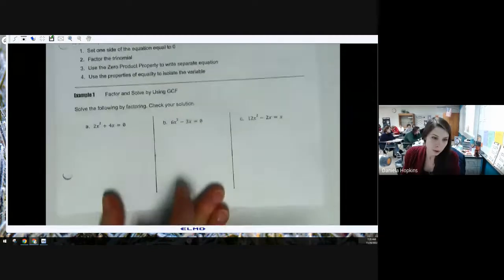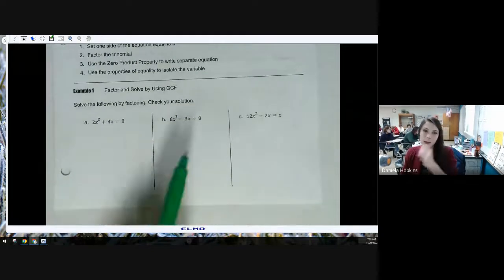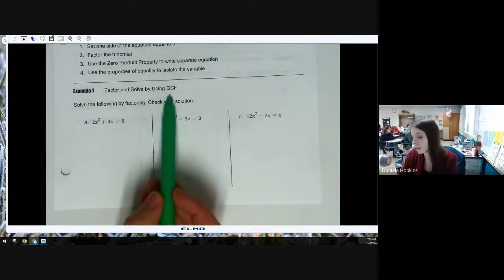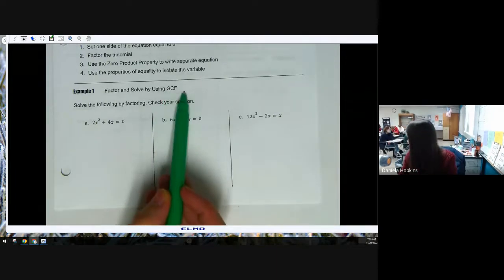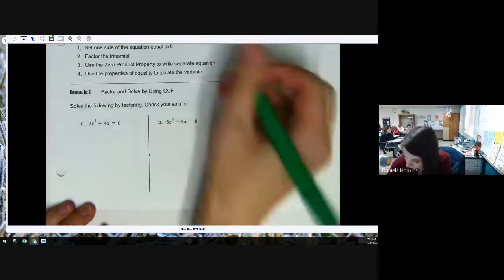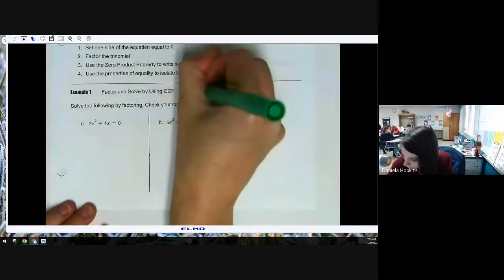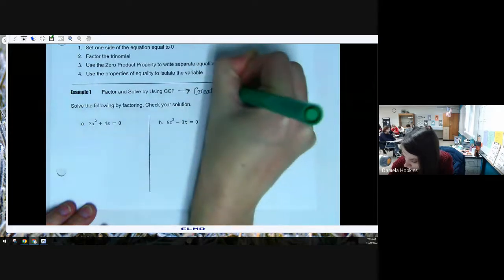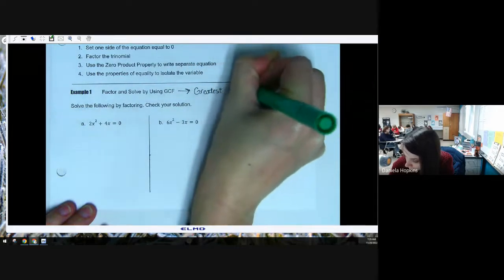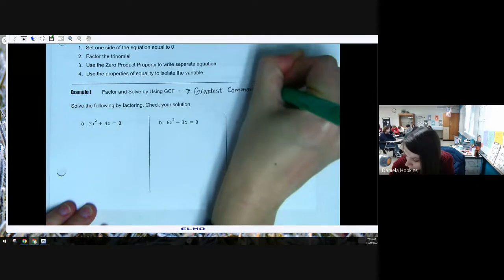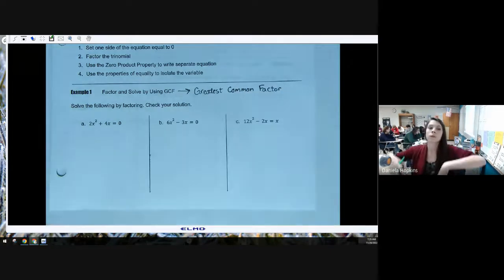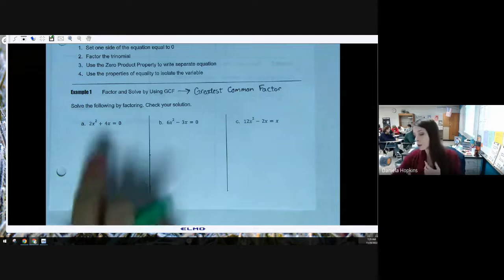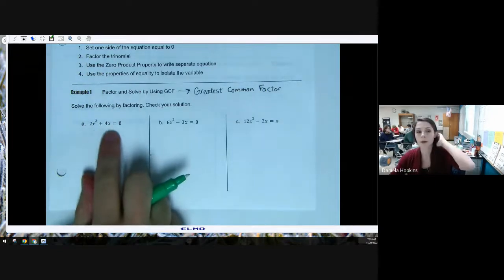So let's see our first example here. This is using factor and solve using GCF. Does anyone remember what GCF stands for? Greatest common factor. Okay, so let's write that one time, and then I'm going to keep abbreviating. Greatest common factor, which for us really just means what's the biggest thing you can pull out of these two parts, because you're going to have something with two parts.